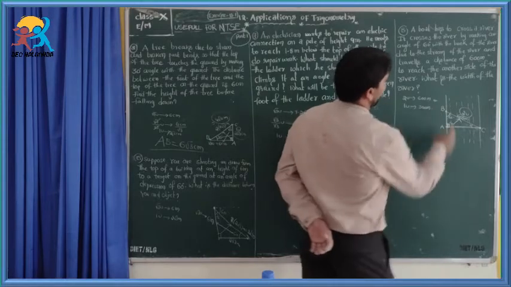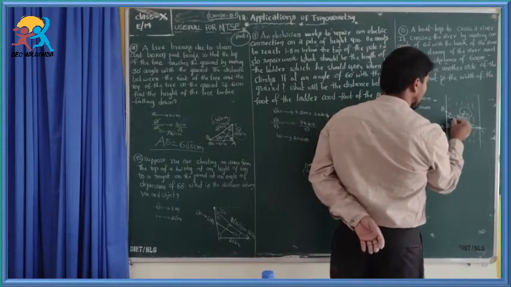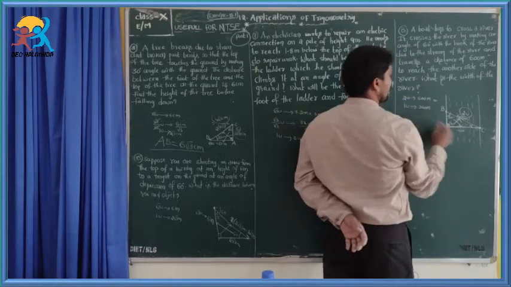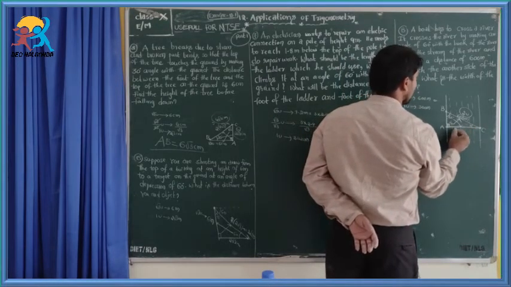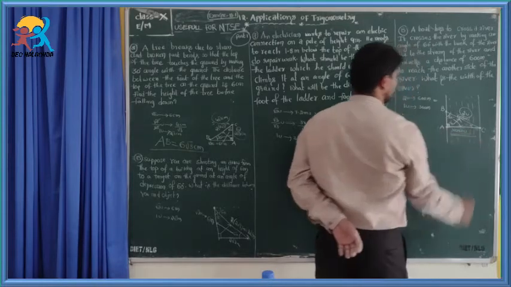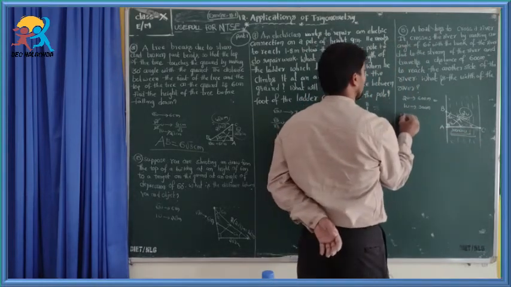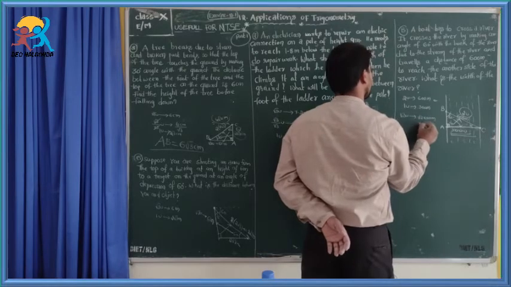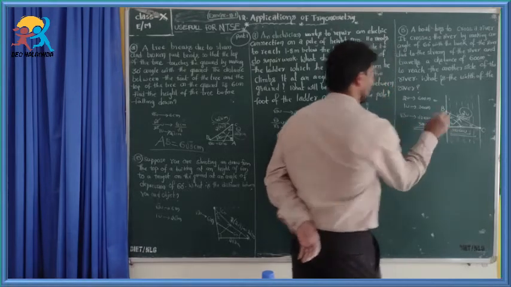What do we have to find? What is the width? Width is opposite to 60 degrees. This is root 3 units. 1 unit is 300 meters. Then root 3 units is root 3 into 300 meters. That is 300 root 3 meters.